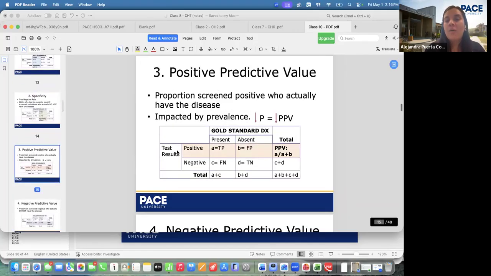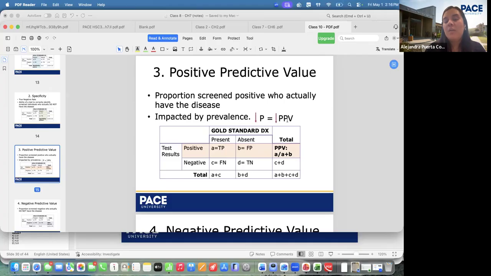Positive predictive value. Now I'm going to see the proportion screened positive who actually have the disease. So now I'm going to see within my test what is the real probability that someone will test positive within my test again, right? So it's going to be my true positives against those who tested positive within my test. Yes? And this one is impacted by prevalence.